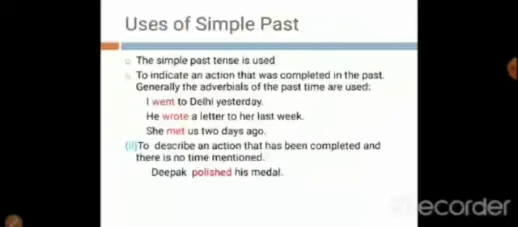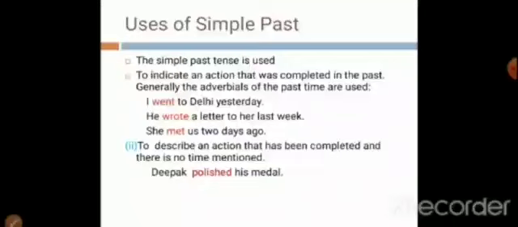Its uses. The simple past tense is used to indicate an action that was completed in the past. Generally, the adverbials of the past time are used. Let us see these examples. I went to Delhi yesterday. He wrote a letter to her last week. She met us 2 days ago.